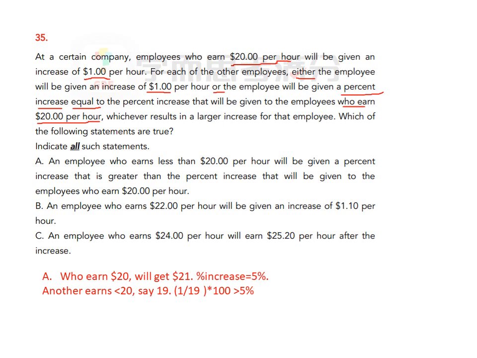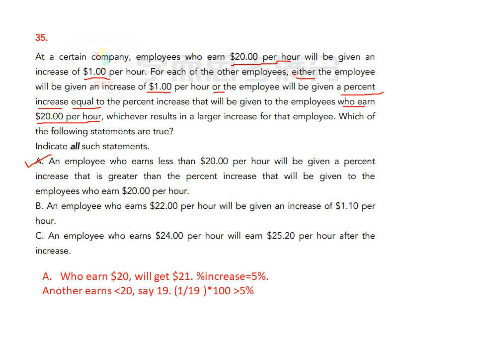And for the employee who earns less than $20, so it's 19. So in this case, the denominator will be 19, right? So the percent increase will be greater than 5%. We do not need to do the whole calculation, but from the logic we know that the percent increase will be greater than 5%. So option A is correct. Let us move to option B.